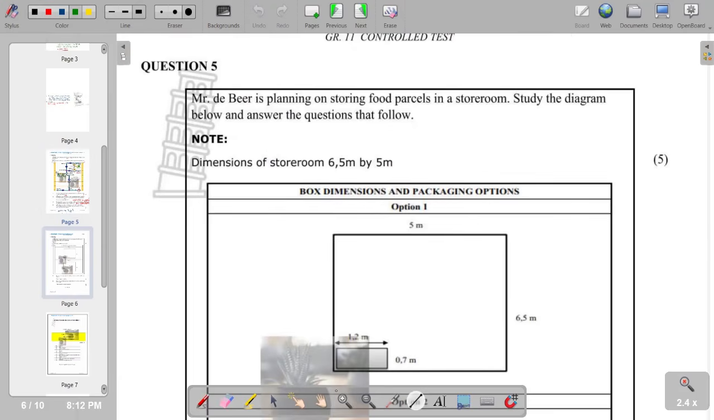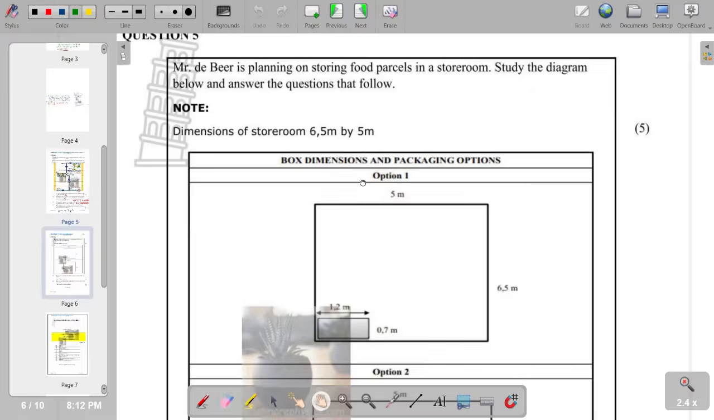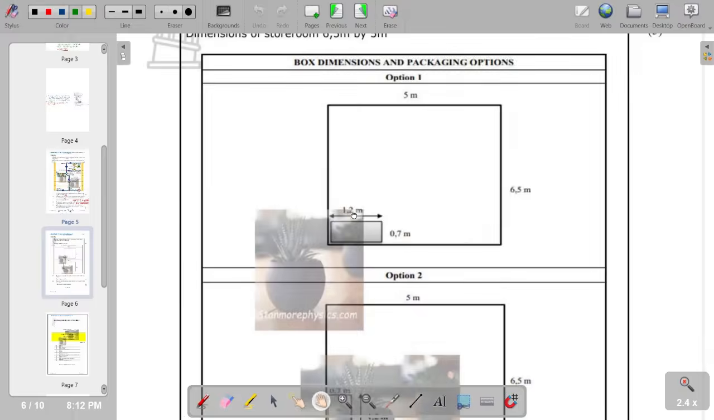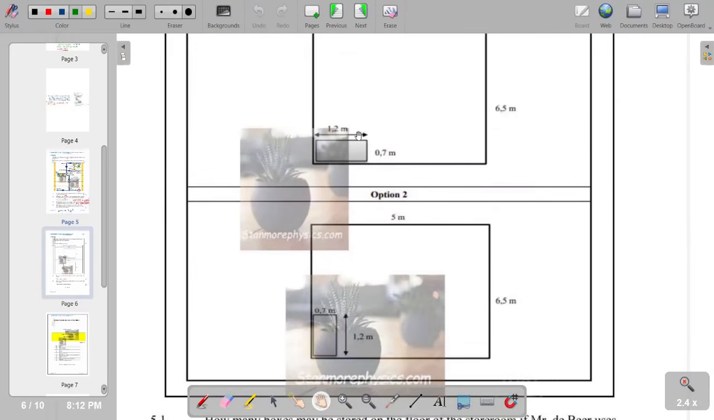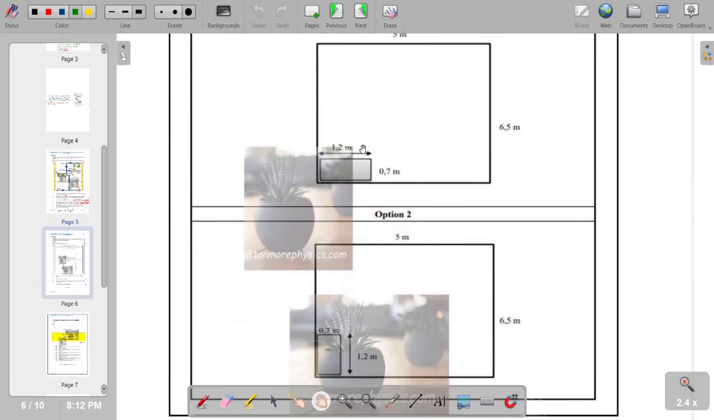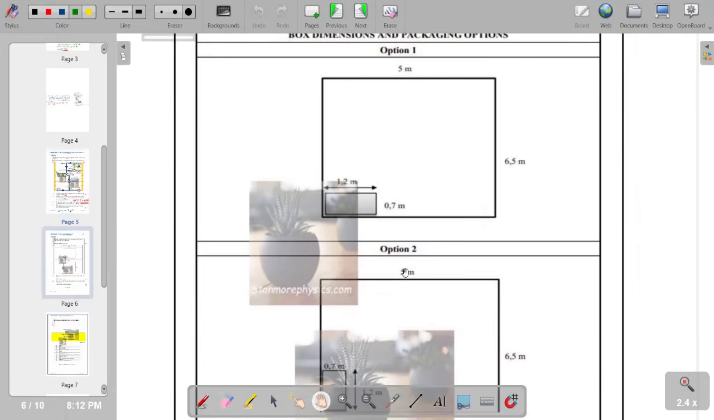So question 5 reads, Mr. DB is planning on storing food parcels in a storeroom. Study the diagram below and answer the questions that follow. Dimensions of storeroom: 6.5 meters by 5 meters. And then we are also given the dimensions of the small part inside, which is 1.2 meters by 0.7 meters. So this is what we have on option 1, and then we've got option 2.